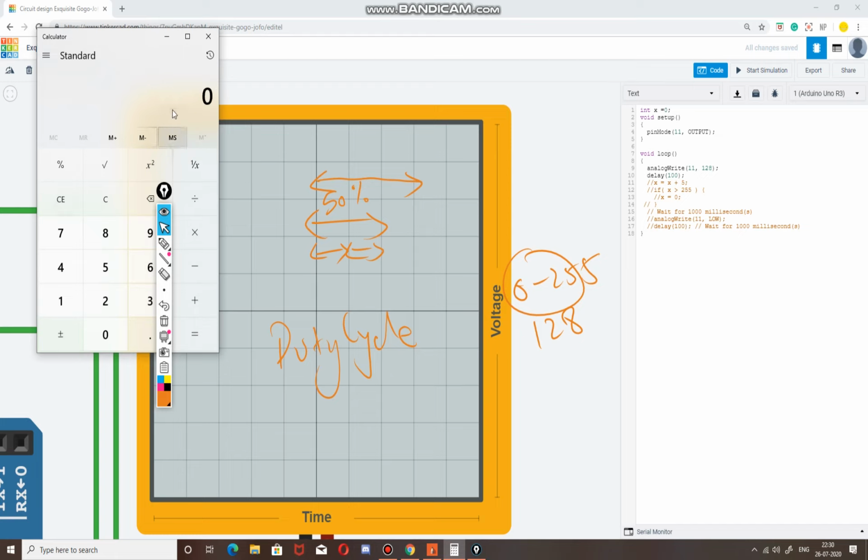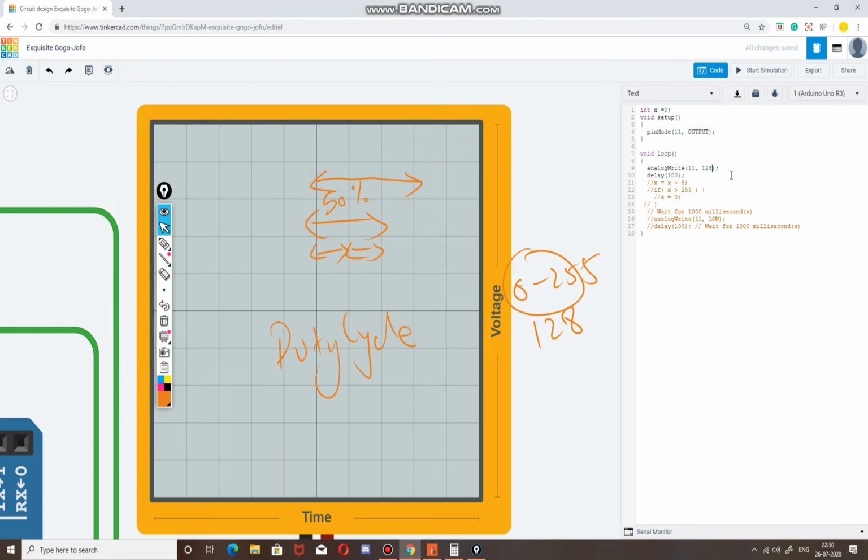What I was doing is that 75% basically means 25% plus 25% plus 25%, right? So 25% we already know is 64, and so 255 divided by 4. So this one, and we need three times, so times 3, 191.25. So let's use 191. Now see the change in the oscilloscope.